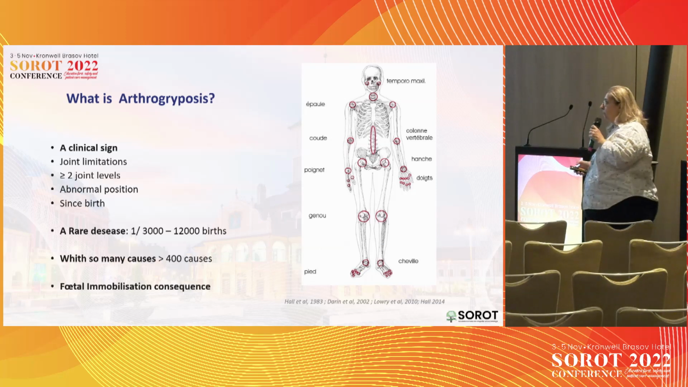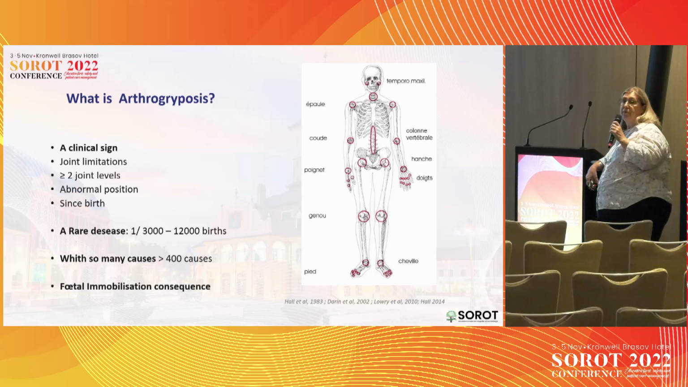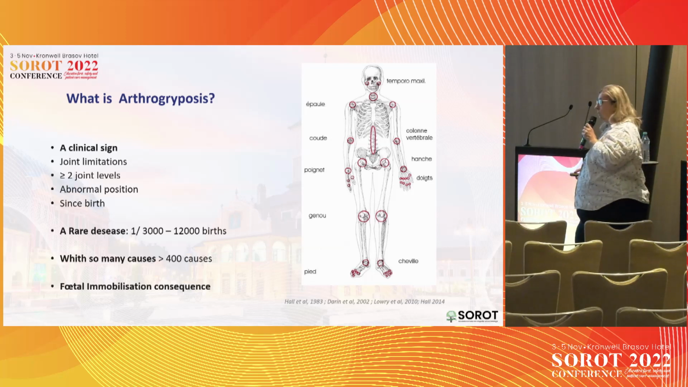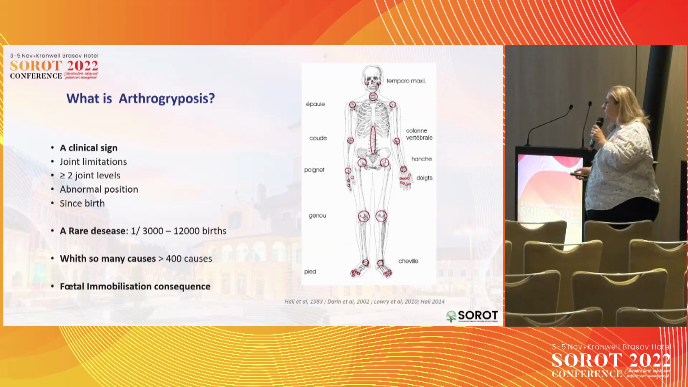So what is arthrogryposis? It's a clinical sign. It's a very old way to describe what you can find at birth, when you have joint limitation. It's a rare disease, and just now we know that there are so many causes, so we need to explore all these causes, because we have a different way to take care.